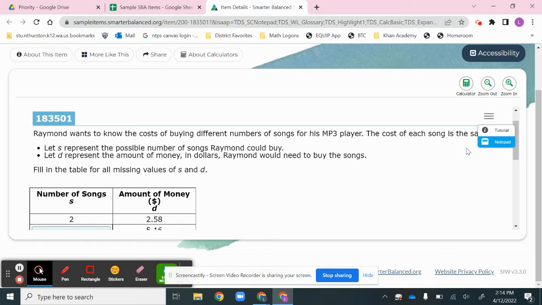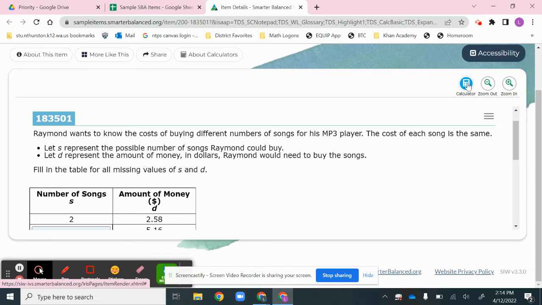And then the notepad again, scratch paper, whiteboard. I want you to be doing the SBA or really any test using some kind of way to remember your thinking. Remember, your head is for thinking, and your paper is for writing down that thinking.